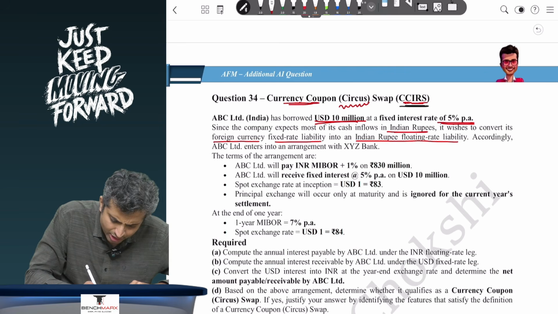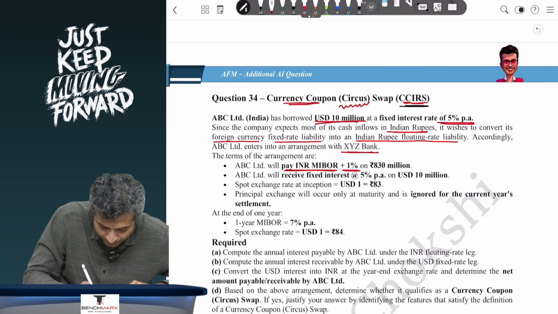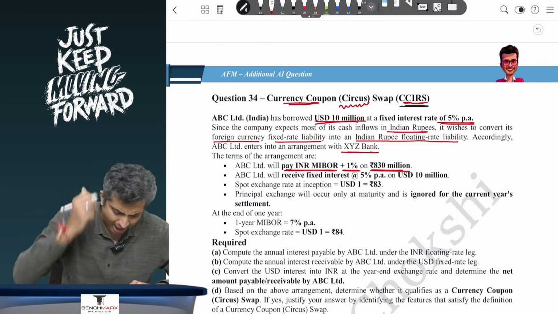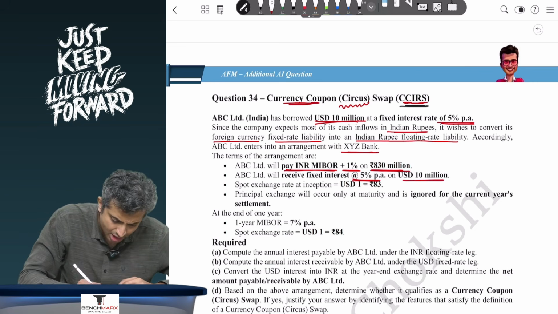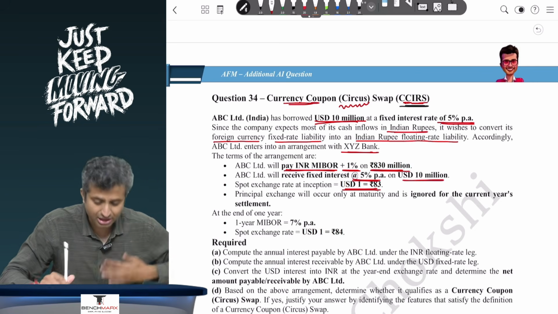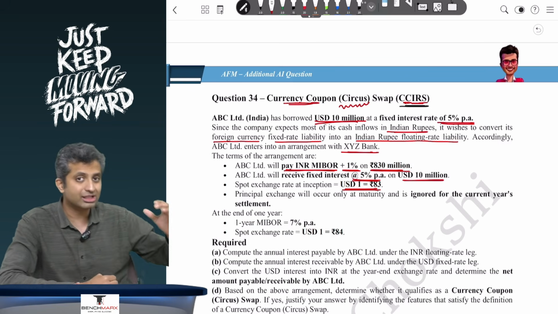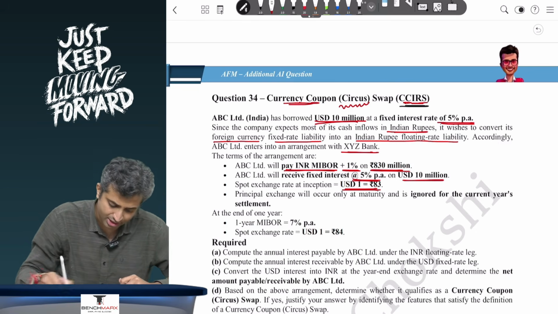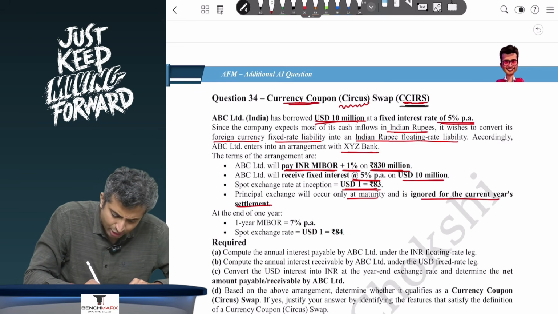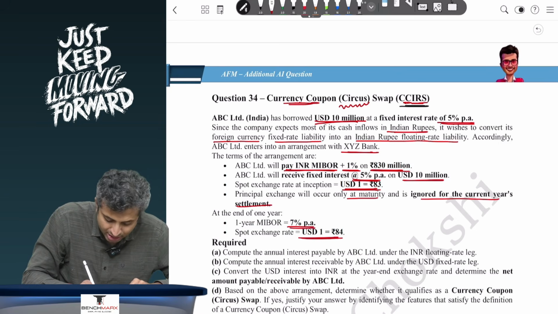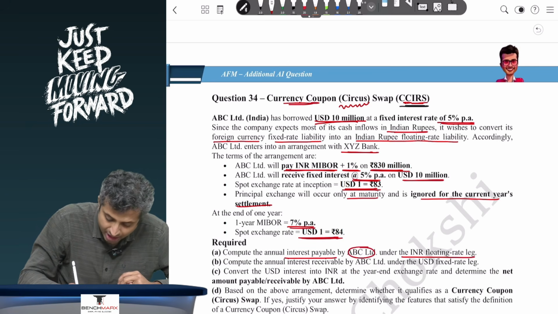Accordingly, ABC enters into an arrangement with XYZ bank. The terms are ABC will pay INR MIBOR plus 1% on 830 million, and ABC will receive a fixed interest of 5% on a USD principal of 10 million. The spot exchange rate at inception is 83. Literally, in a currency swap, you will exchange the principals initially as well as at the end. However, let's see what is asked. Principal exchange will occur only at maturity and is ignored for the current year settlement. At the end of year one, MIBOR is 7% and the spot rate is 84. You are required to compute the annual interest payable by ABC under the INR floating leg.